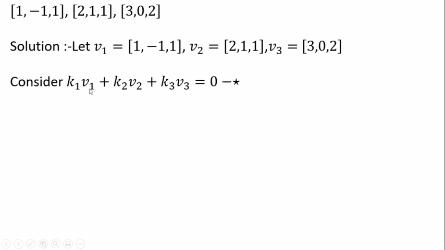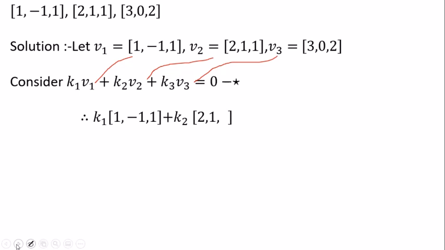So now let us put the values of v1, v2 and v3 from the given values. Let us put the value of v1 here, the value of v2 here, and the value of v3 here. If you put the values, what will you get? Therefore k1 into (1, -1, 1) plus k2 into (2, 1, 1) plus k3 into (3, 0, 2) is equal to the zero vector, which contains 3 elements.